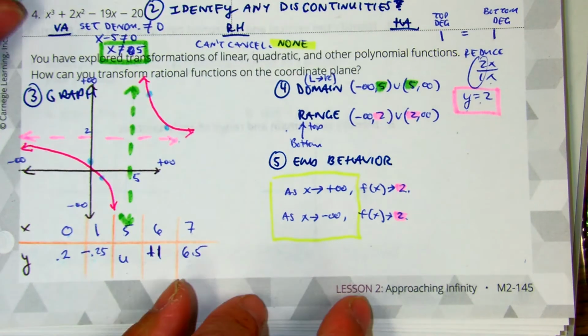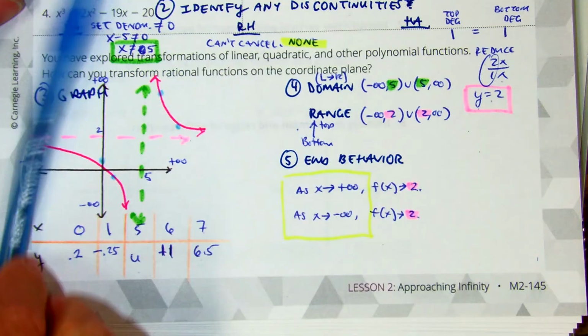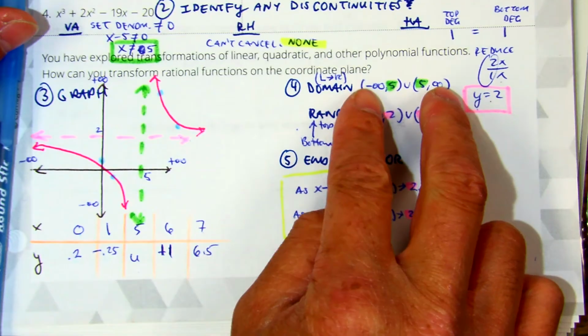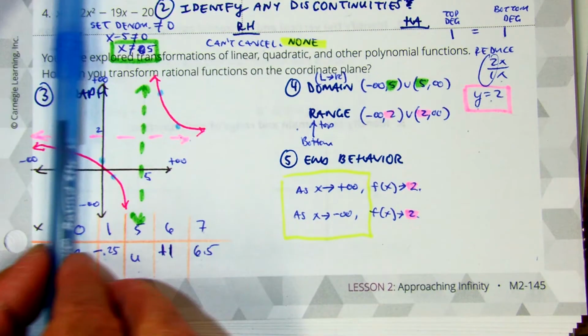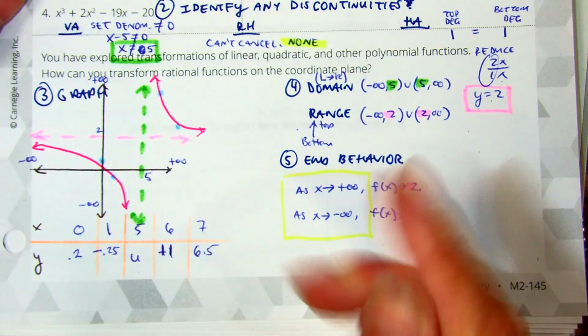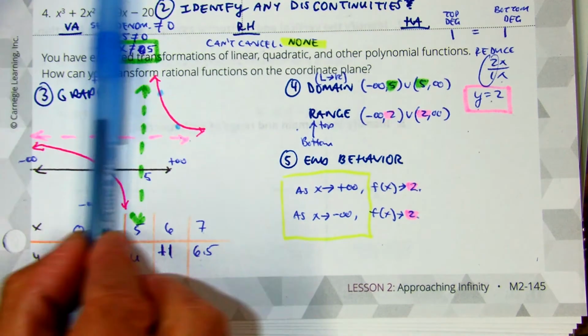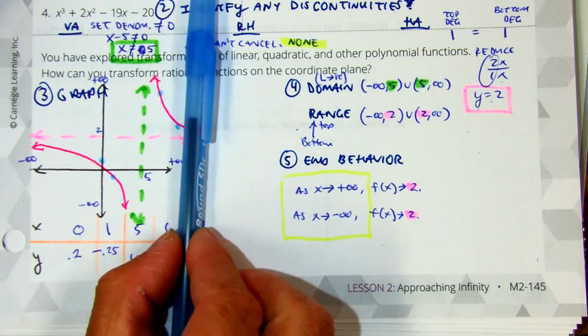How do you find the domain? You're going left to right. You're basically figuring out where can the graph not go. The graph cannot go at 5 on the vertical asymptote. So negative infinity to 5, and then again 5 to infinity.